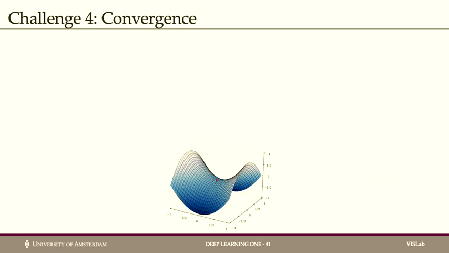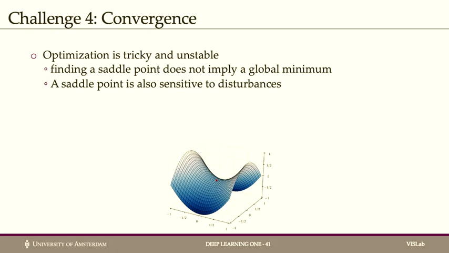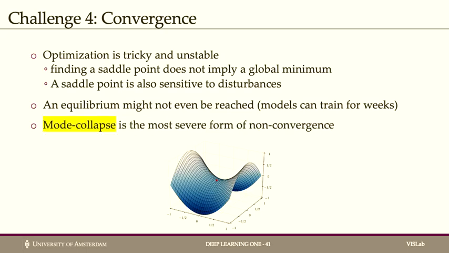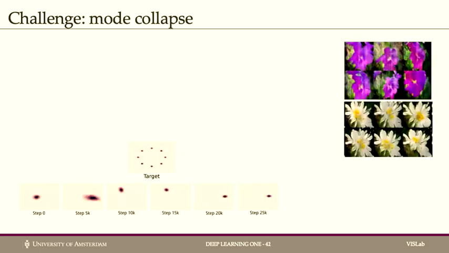All right, so the next difficulty is convergence. Finding a saddle point is pretty difficult, and these models can train for weeks, and mode collapse is one of the most severe forms of non-convergence. I've mentioned mode collapse briefly in the topic of the KL divergence.